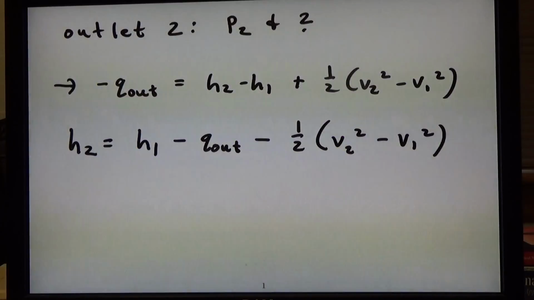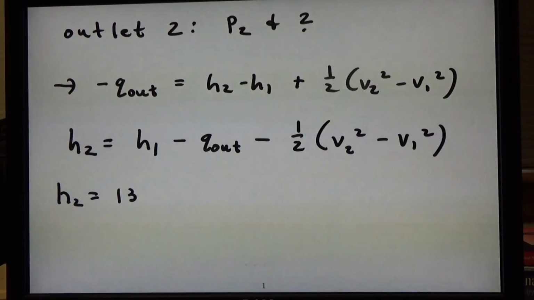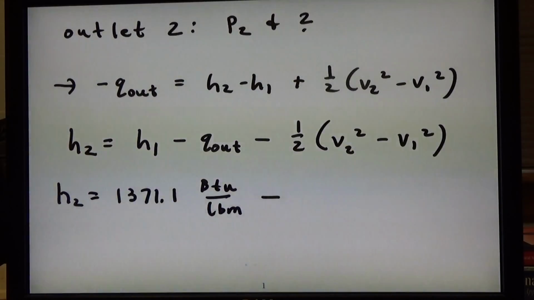So here, let's go ahead and just start punching in the numbers. We're going to have to do a unit check because velocity is in the equation. So H2 looks like H1, which we found as 1371.1 BTU per pound mass. Units on that are good. Then we had minus our Q out, which was 1.2 BTU per pound mass. Units are good on that.